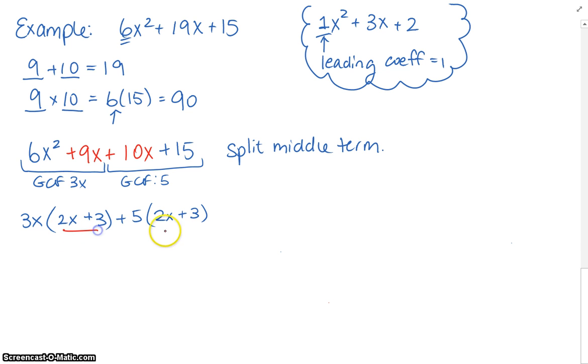Important thing again, same thing in the brackets. If they're not the same, we can't use this factoring technique. So 3x plus 5, 2x plus 3.